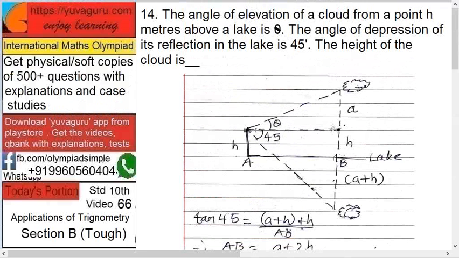That is the height of the cloud above the lake level, meaning ground level. We don't have to find the height above this H level. We have to find it from the water level.